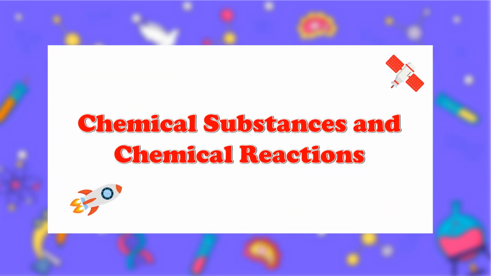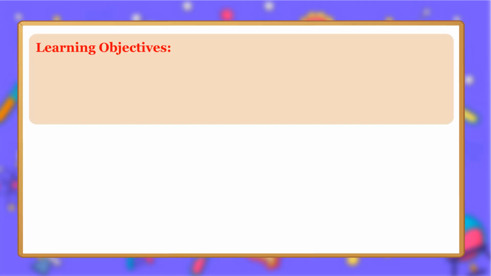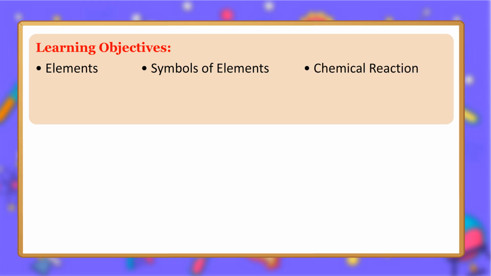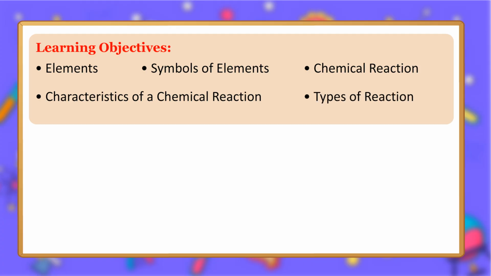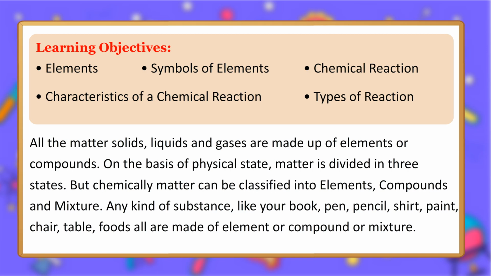Chemical substances and chemical reactions. Learning objectives: elements, symbols of elements, chemical reaction, characteristics of a chemical reaction, types of reaction. All the matter, solids, liquids and gases, are made up of elements or compounds.